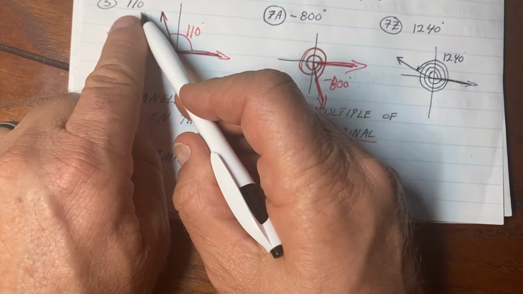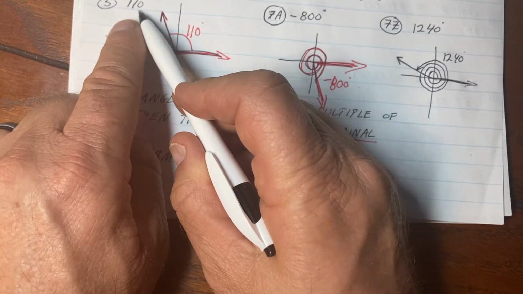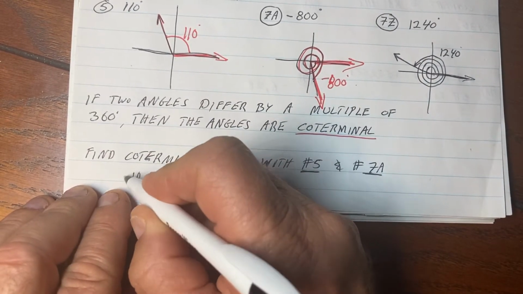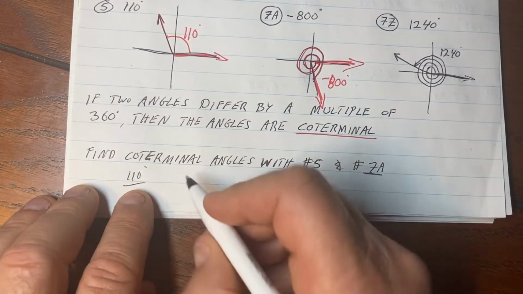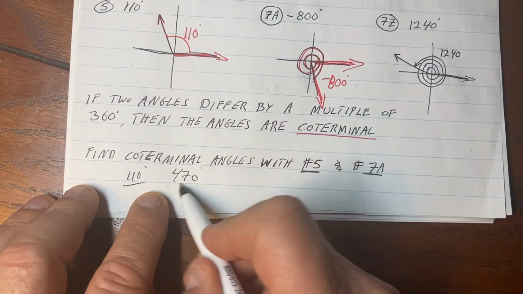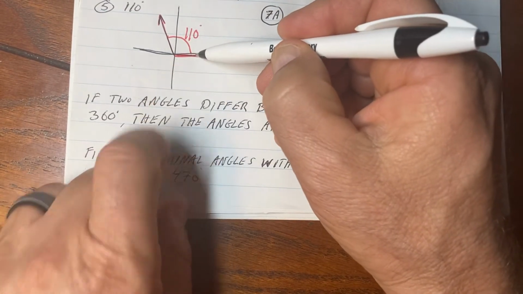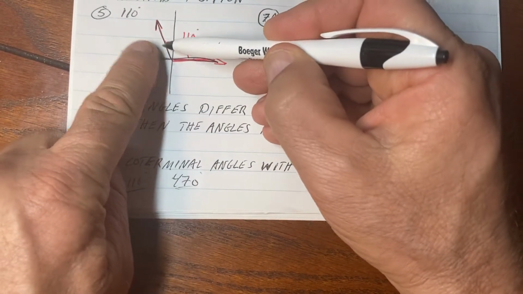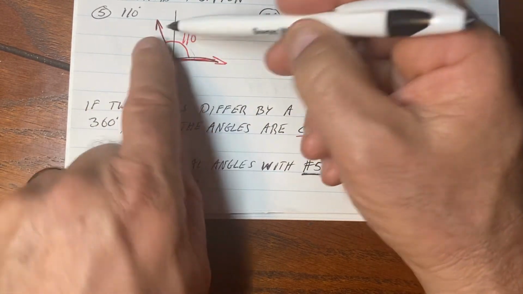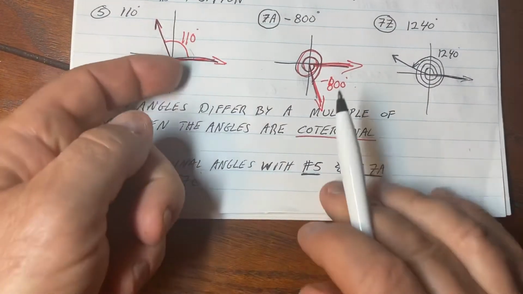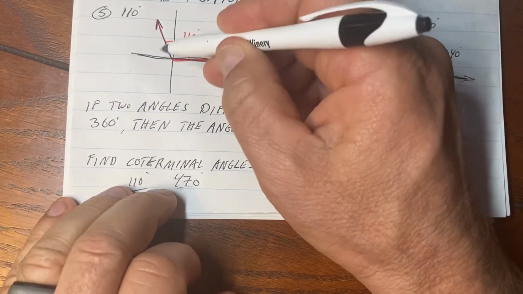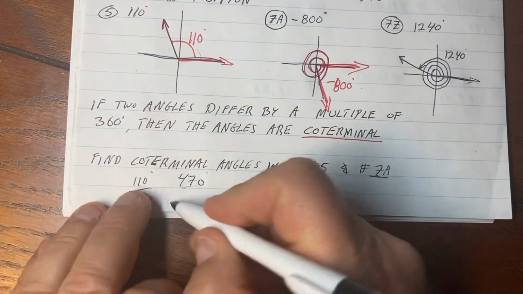So if I add 360 to 110, I get 470. So that means if I went around once, and then go another 360, that'd be 470 degrees. It has the same initial side and the same terminal side. They start at the same spot, they end at the same spot, just one goes around a whole bunch more times. Okay, what about a negative?